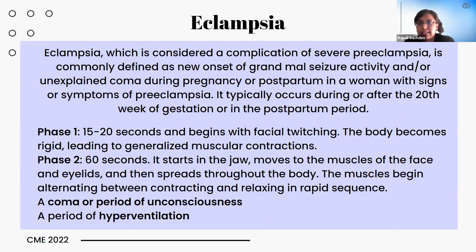What is the complication of this is eclampsia. So eclampsia is basically a grand mal seizure activity and or unexplained coma during pregnancy with a woman having signs and symptoms of preeclampsia. It occurs obviously after 20 weeks of gestation or in the postpartum period. So the grand mal seizures have two phases. Phase one is 15 to 20 seconds and it will begin with facial twitching. The body will become rigid and lead to muscle contractions. Phase two is 60 seconds, starts in the jaw, moves to the muscle of the face and eyelids, and then spreads throughout the body. Then followed by coma or unconsciousness and a period of hyperventilation, because your body is now hyperventilating to basically compensate for the loss of consciousness.